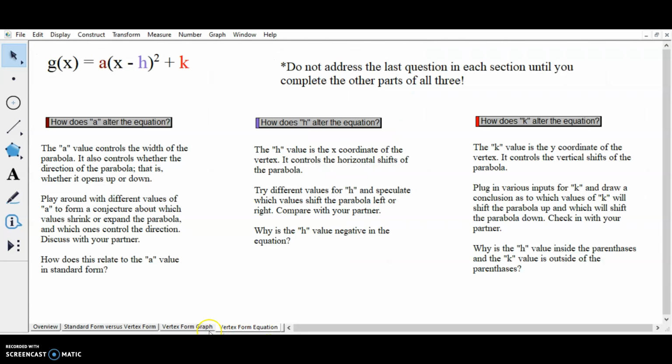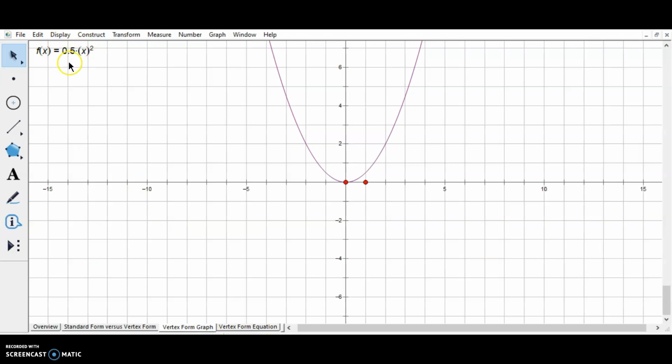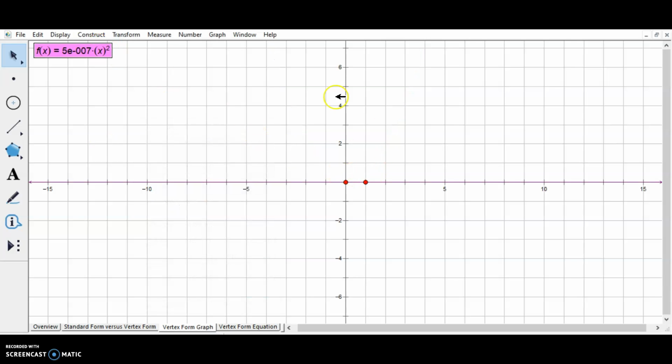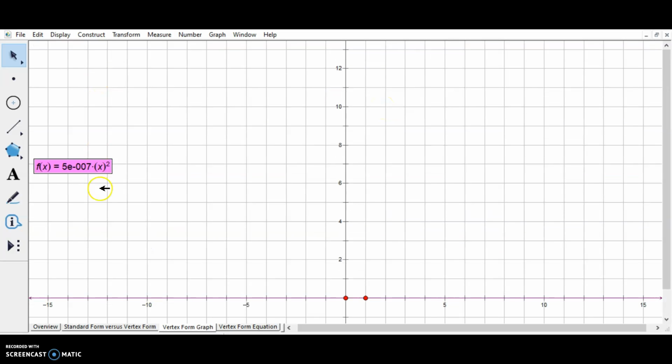But remember, when we're dealing with numbers and we're inputting numbers, this can be anything. Positive, negative, big, small. We can even put in 0.000005 and see what happens. All right, and it almost disappears because it's so small.